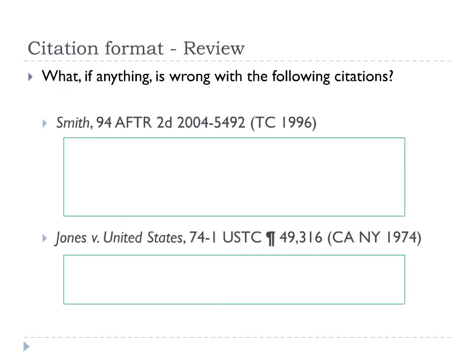Before we talk about some additional considerations regarding citation format, let's take a few minutes and review what we have learned with two examples. Pause the presentation and look carefully at these two citations. What, if anything, is wrong with either of them?